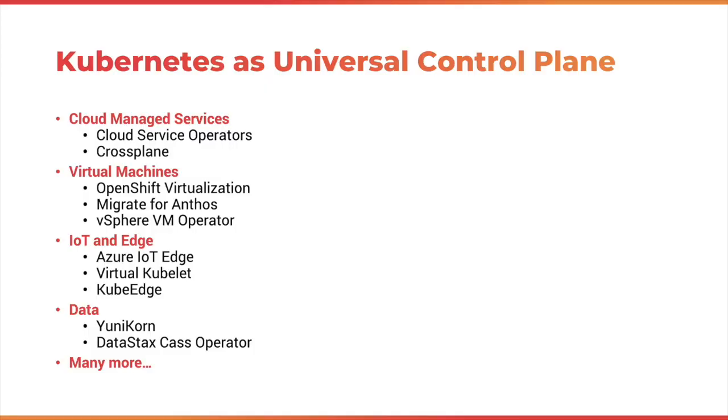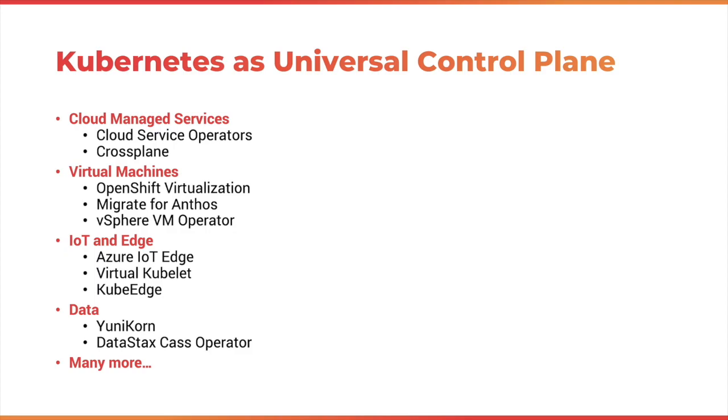Today, when we look at the cloud managed services, the platform vendors and cloud providers are investing heavily in the service operators. Config Connector from Google Cloud, ACK from AWS, the Azure Service Operators are some of the examples of cloud managed services getting integrated with Kubernetes. And of course, we have Crossplane that is leading the revolution of connecting external resources with Kubernetes and turning Kubernetes into a universal control plane.